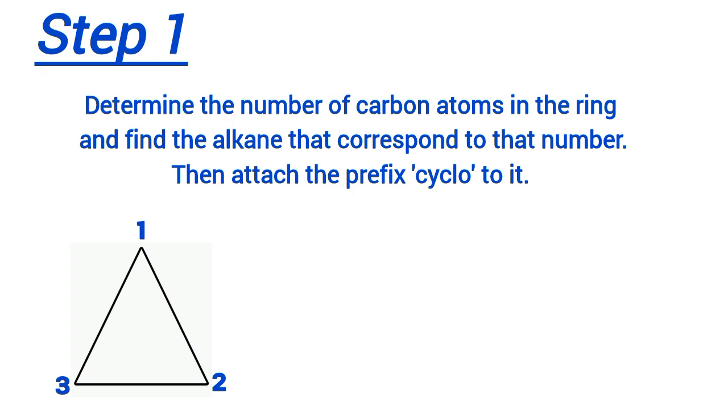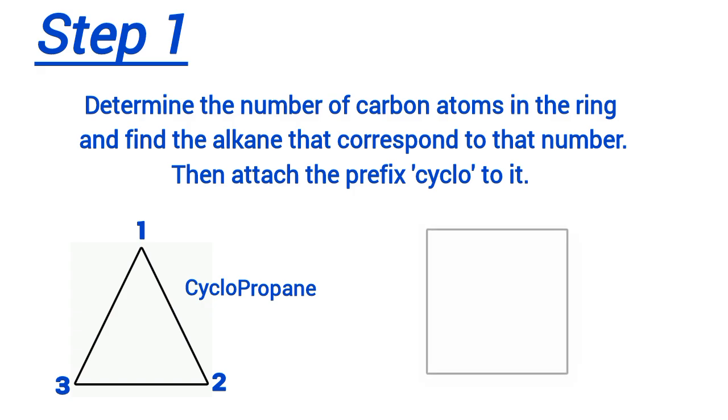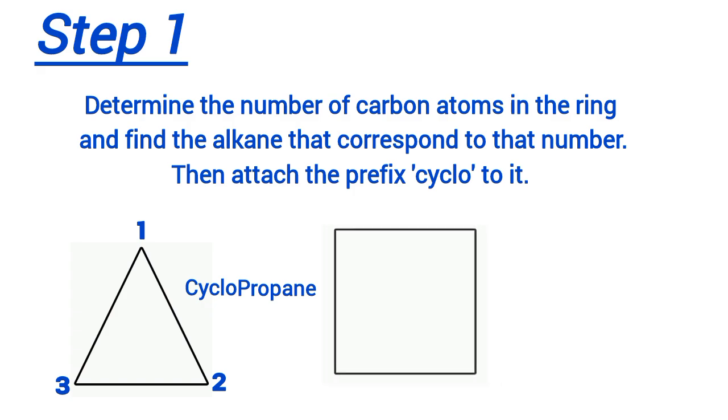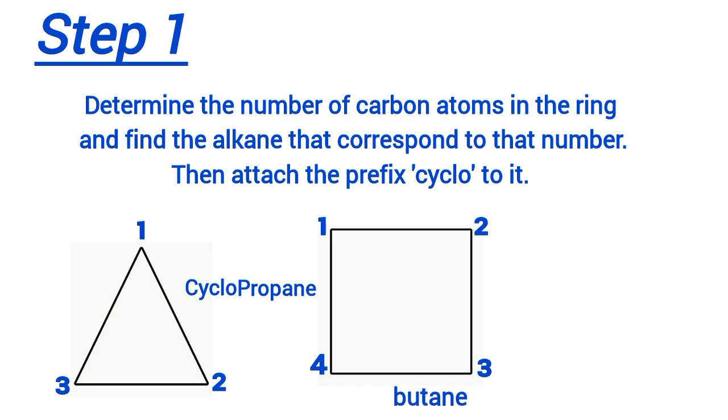Each of these edges represents a carbon atom. Now, which alkane corresponds to that number? An alkane with 3 carbon atoms is called propane. Attaching the prefix cyclo, we have cyclopropane. Let's also look at this. Here we have 1, 2, 3, 4, 4 carbon atoms. An alkane with 4 carbon atoms is butane. Attaching the prefix cyclo, that becomes cyclobutane.